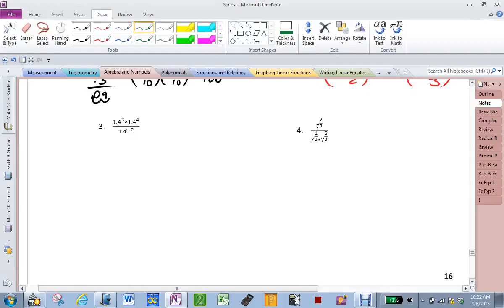What do I do here? They're all the same bases. They're all the same base, so what do you do? 1.4 to the 7th over 1.4 to the negative 2, which is what? 1.4 to the 9th. Can you do that in your head?